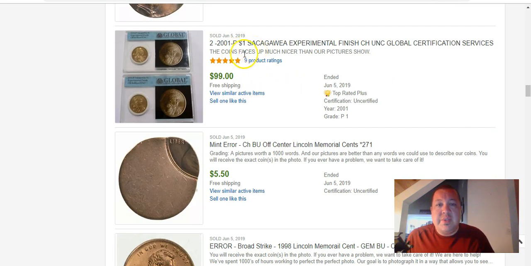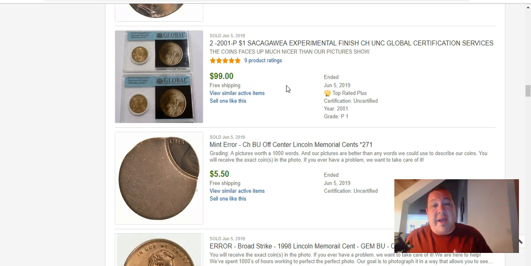Here are two 2001P Sacagawea Experimental Finish Choice Unc, Global Certification Services. So the certification service is not one I would personally trust, and I would venture to guess that they are no longer in business. So that's a tough one right there. But someone paid $99 for a pair of coins that might possibly be an experimental finish.